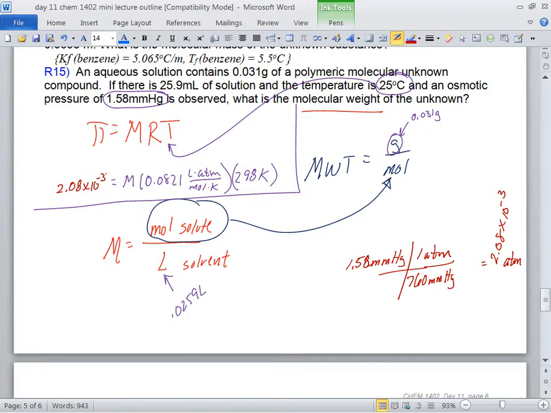So we'll solve for big M, and then Kendall's got it pretty much set up for you, right? Whatever big M is, then you can find moles by multiplying it by the liters. Put that last step into your molecular weight. And we don't have an answer for this one.